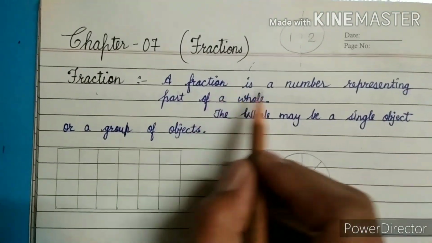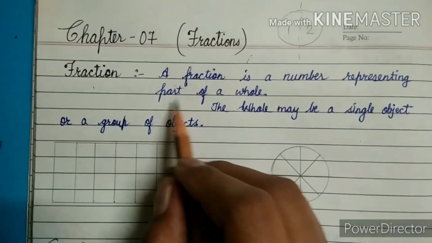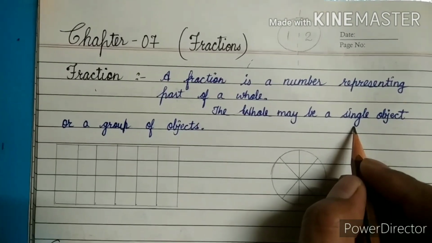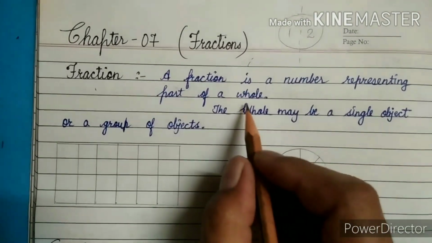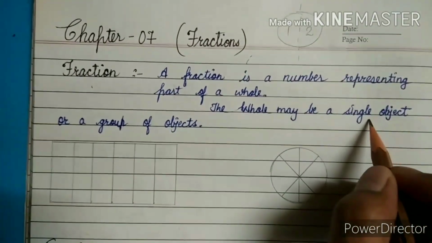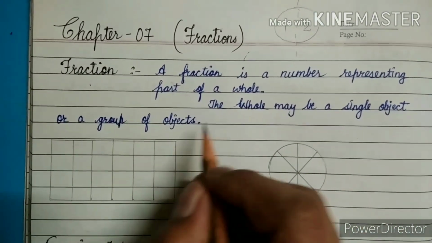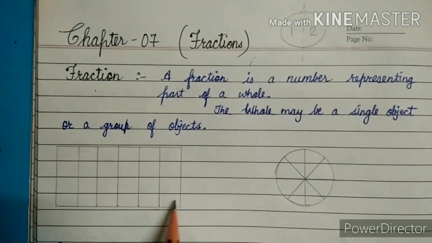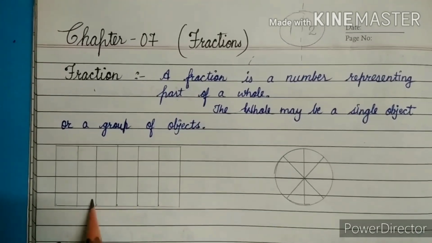So what is the definition of fraction? A fraction is a number representing part of a whole. The whole may be a single object or a group of objects. So the whole can be considered as a single object or a group of objects, both we can take. For example, I make here one rectangle and I partition it into equal parts.